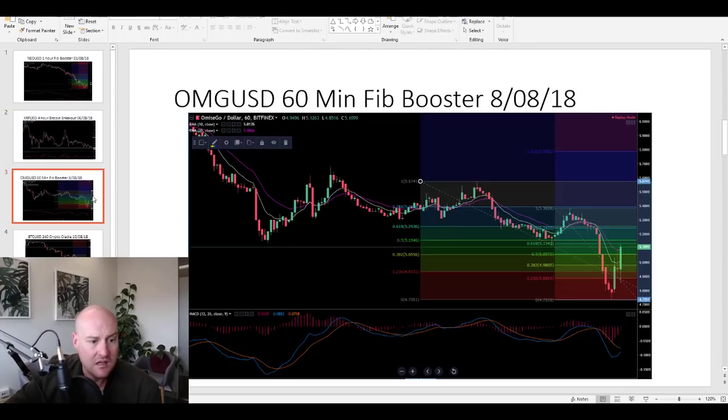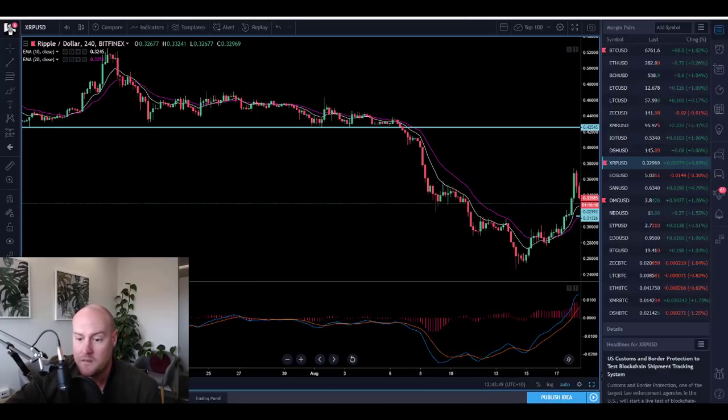The next is OMG on a booster, a Fibonacci booster. The last one was a breakout. The first one was a booster. Then there was a breakout. Then there was another booster. Boosters work well when the market's moving quite quickly. What was that again? OMG.